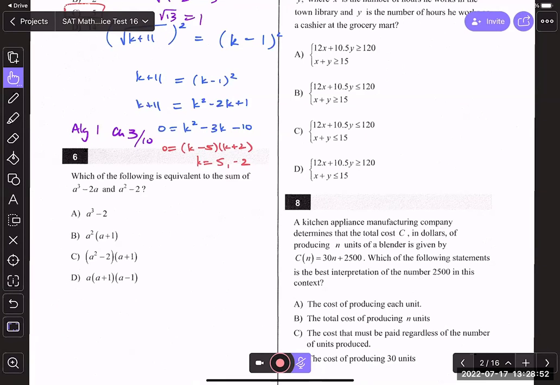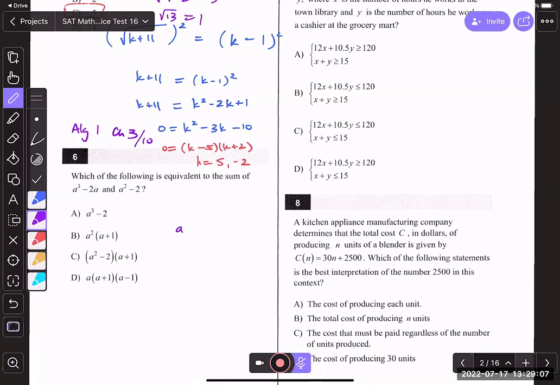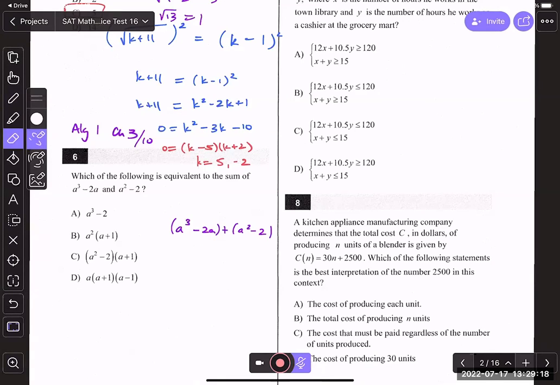All right. Which of the following is equivalent to the sum of a cubed minus 2a and a squared minus 2? So I think you can first write the equation as (a cubed minus 2a), in parentheses, sorry, plus a squared minus 2. Yeah. Like that? Okay. And then from there, I think you can factor out an a from the a squared minus 2a.